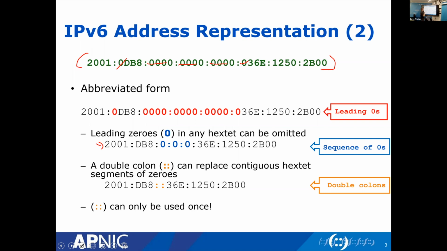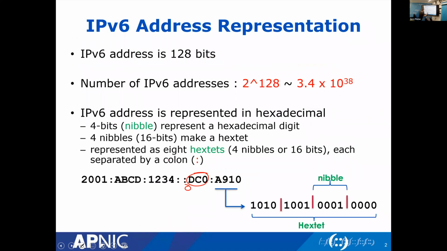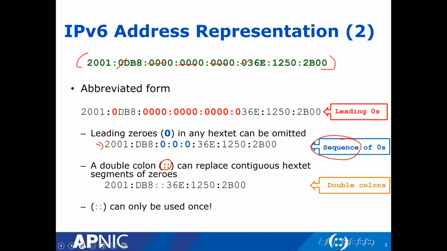I also have a nice rule that says anytime I have a sequence of zeros, so more than one zero, I can replace that with a double colon. So we go back to this one here, and a double colon here. That's telling me that there's a whole chunk of zeros there that we don't need. So in this address here, I can replace these three zeros with a double colon. You can only use this once.